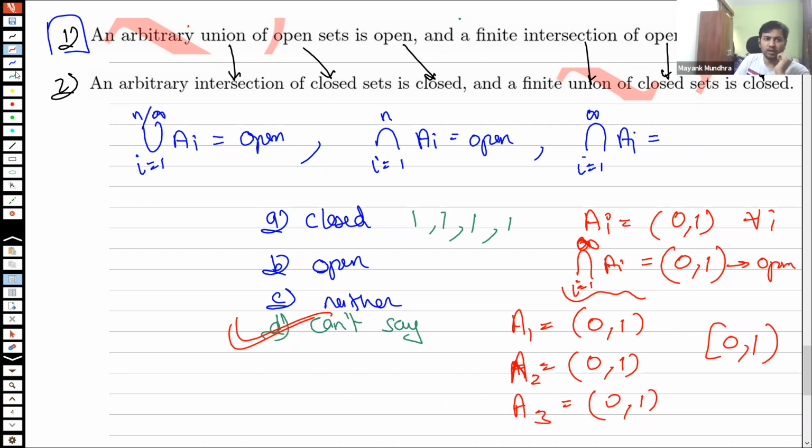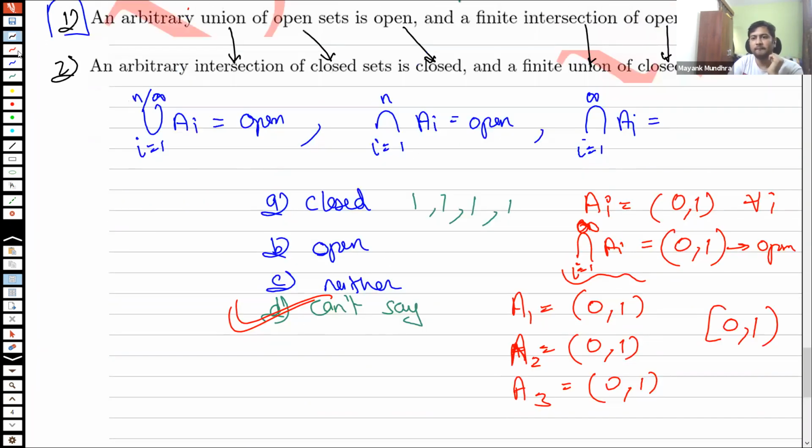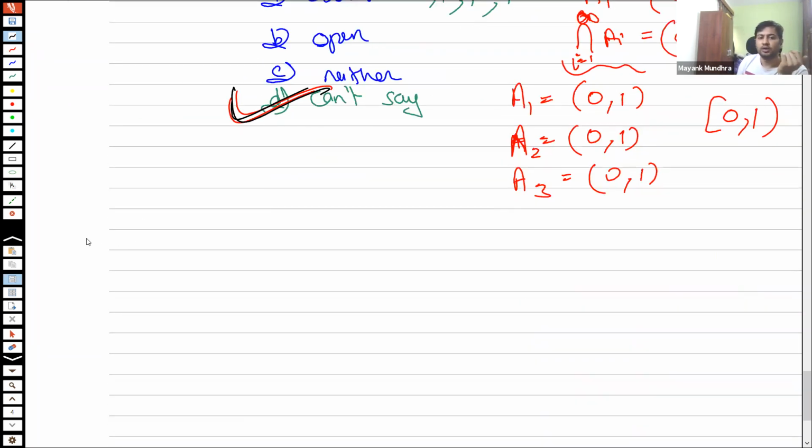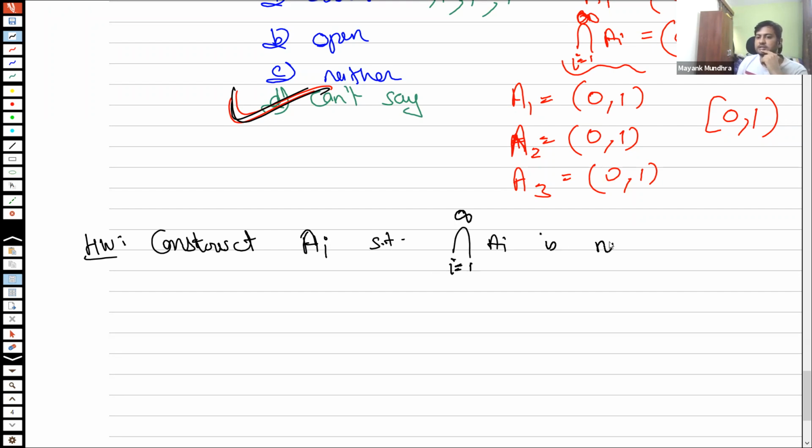Okay, so your homework. So the correct answer is can't say here. You can have anything. You can have open, you can have closed, you can have neither. So your homework is to construct, and this is going to be about imagination and how well you can imagine things, a collection of sets AI such that the infinite intersection of AI is neither an open set nor closed.